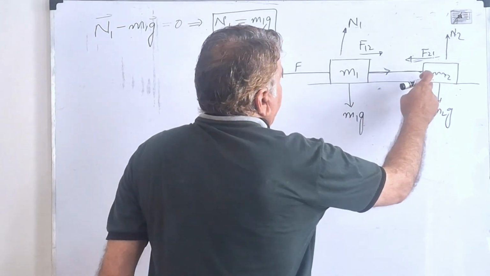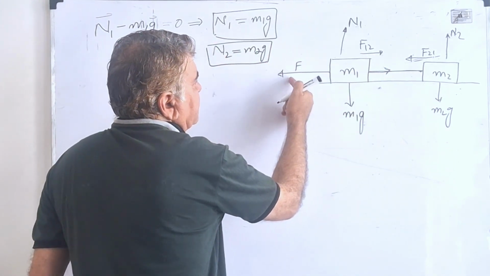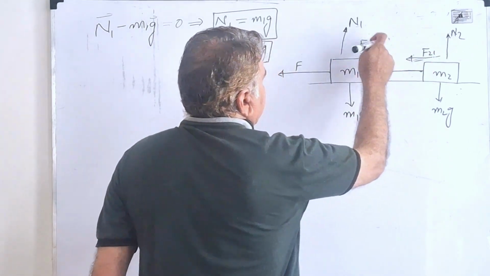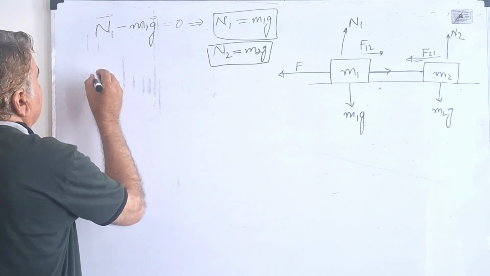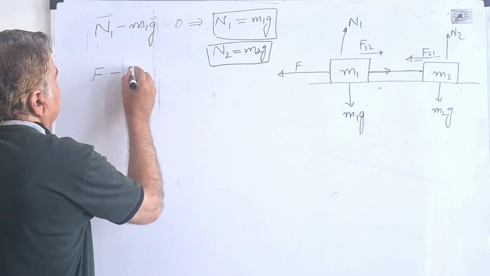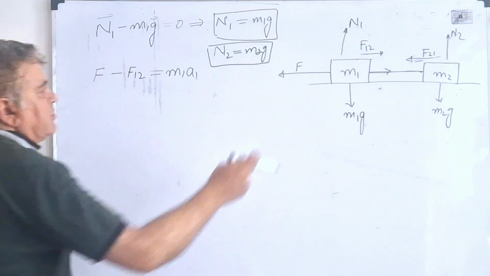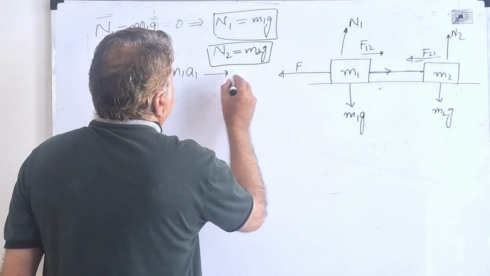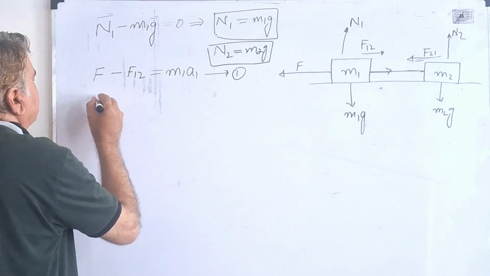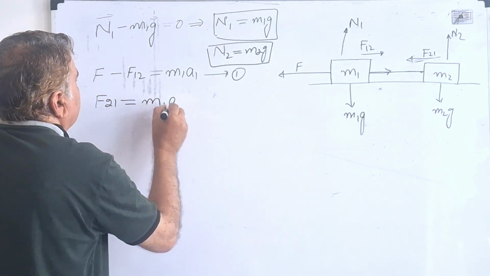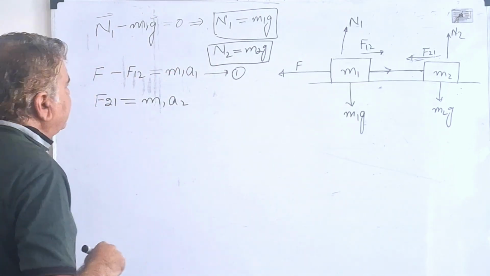Now, if I look into the horizontal forces, I take the direction of F as positive, so this force is positive and this one is negative. I begin with the net force on m1. According to Newton's second law, it is F minus F12 equals m1 a1, where a1 is the acceleration produced in this mass. Let me call this equation 1. Similarly, the net force acting on mass m2 is the only force F21, so F21 equals m2 a2. Both accelerations are positive in the direction of F.